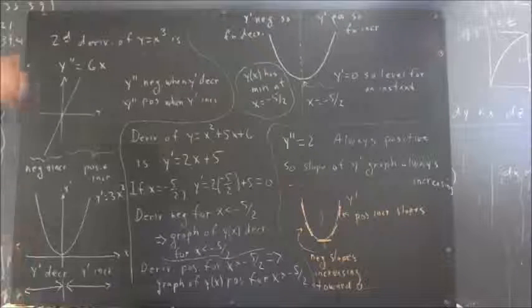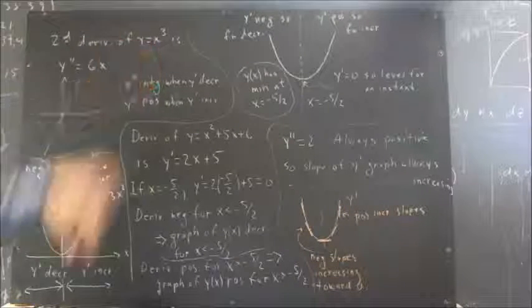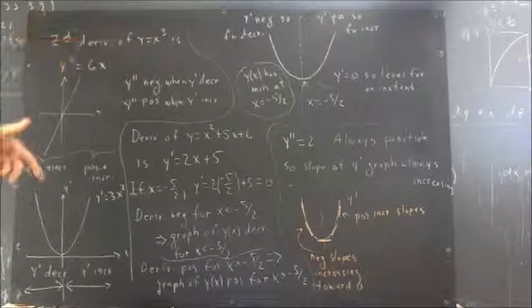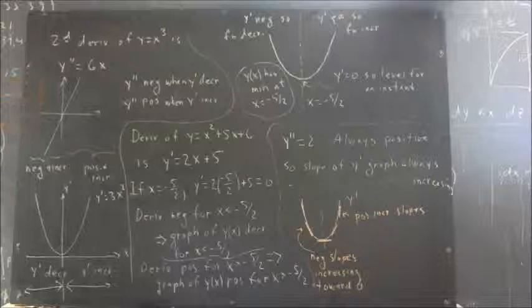Now we're asked to take the second derivative of y equals x cubed. Again, that's very easily done. We get derivative 3x squared, and then the derivative of that is 6x. So that's the second derivative.